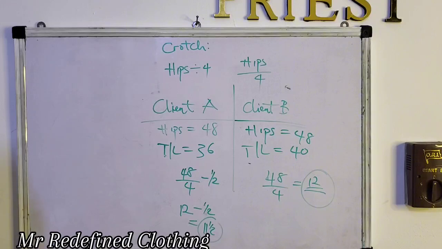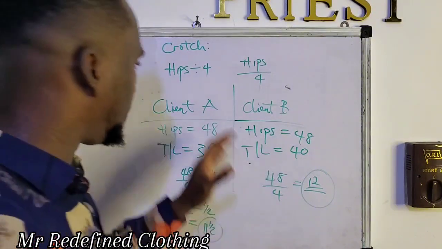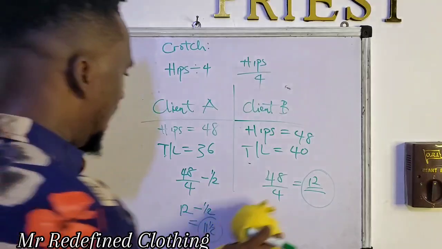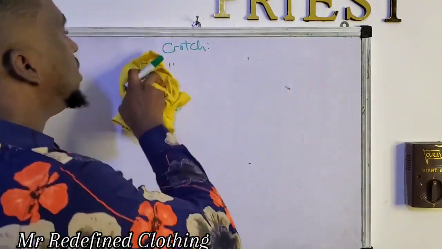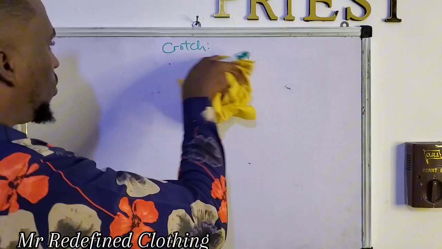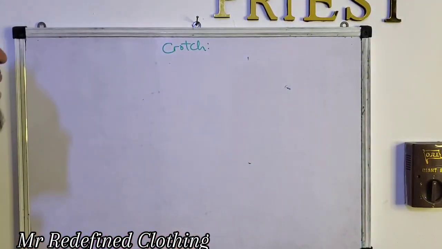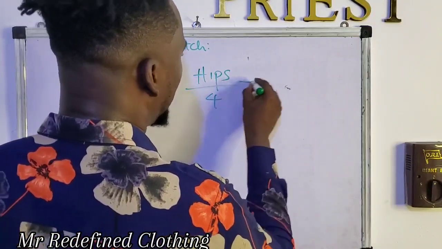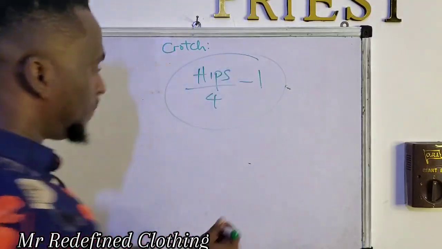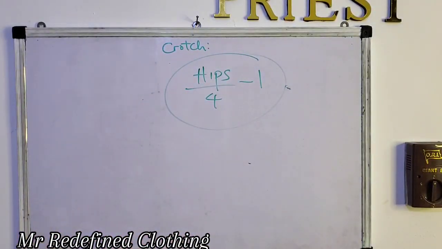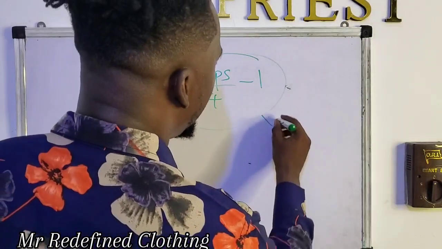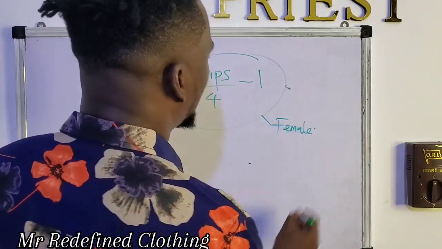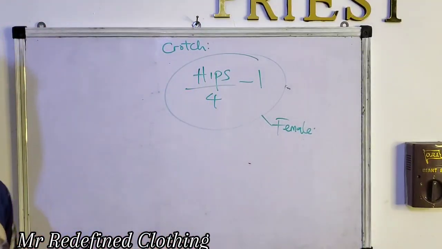So having known this, I think I'm done with this. This was for both adults and children. Then for the crotch of a lady, a female, I know most of my followers are female, so they also want to learn how to get it. There are other methods out there, like I said, but the one I use is what I'm trying to show you. I use hips over 4 minus 1 as a constant. For a lady's crotch, you divide the hips by 4 and minus 1. This will give you a female crotch. It works for every female, whether short or tall. It gives you that perfect crotch derivation.